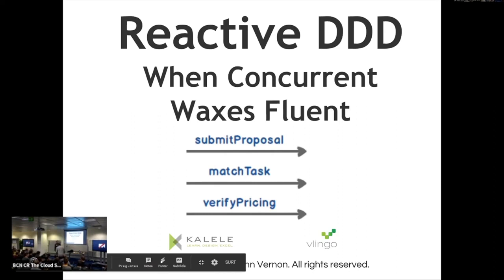Okay, so you're probably wondering, you can understand the term reactive DDD. You've probably heard of reactive programming, reactive software development, and software that is reactive. But what does it mean, waxes Fluent? Well, if you know what wax is in English, it means like, if you wax a car, you make it shine, right? You make it glisten.